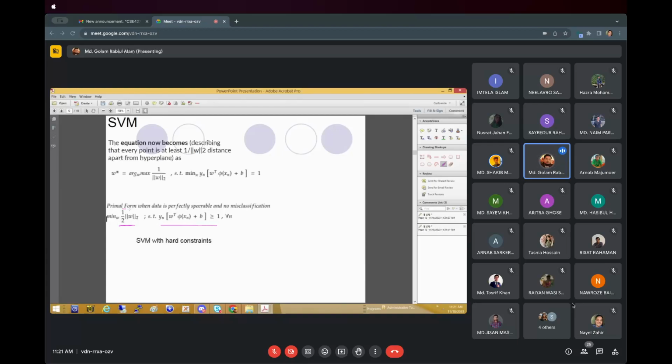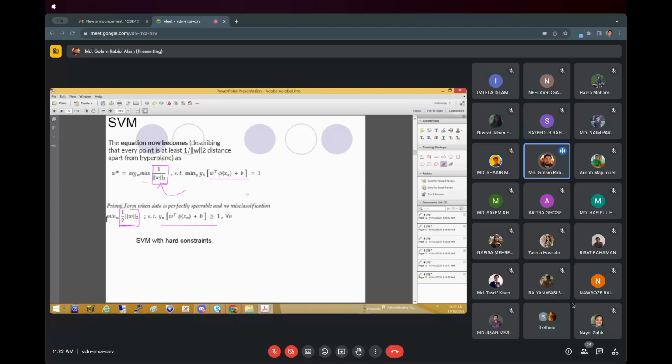So in an optimization function, usually we write this one. This is called the objective function. This part is the objective function. The minimization here is of W, and this is the same as the maximization of 1 by W. This W is actually our Euclidean norm, okay? And 1 by W is our margin.